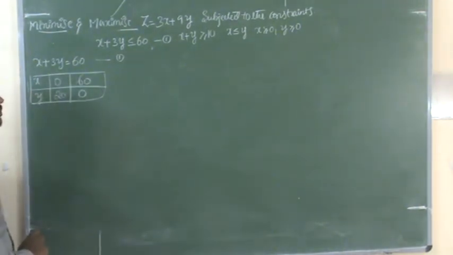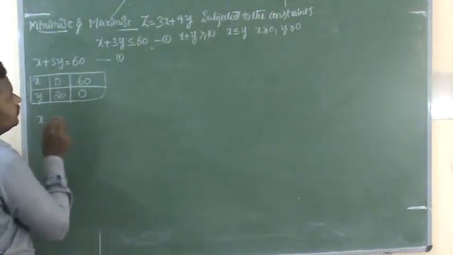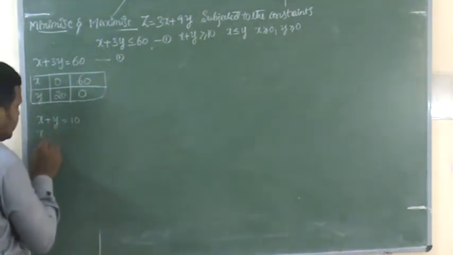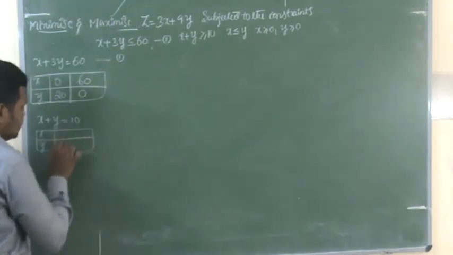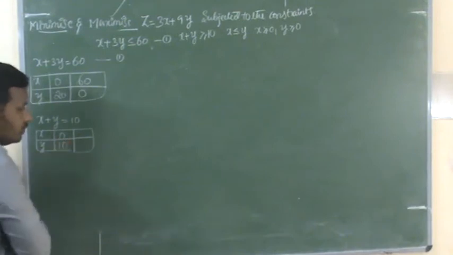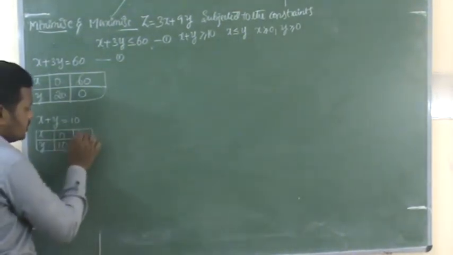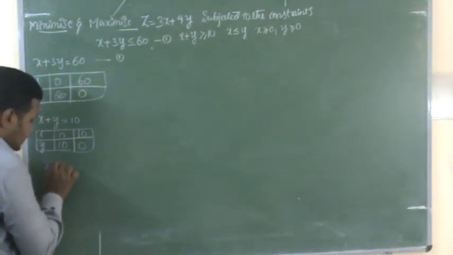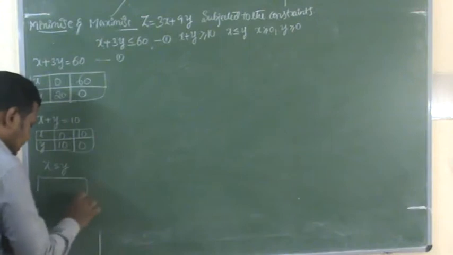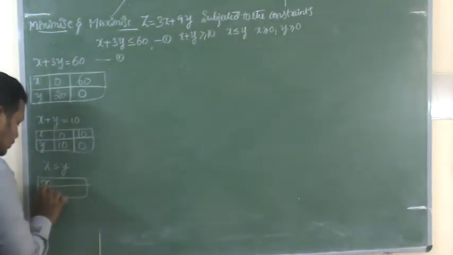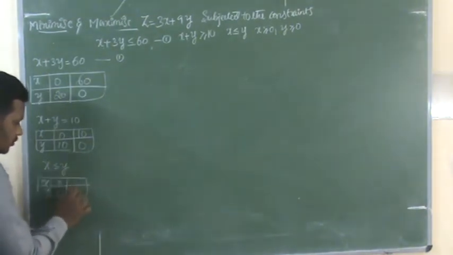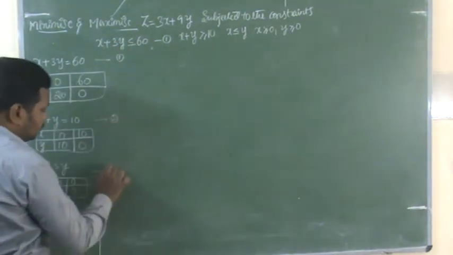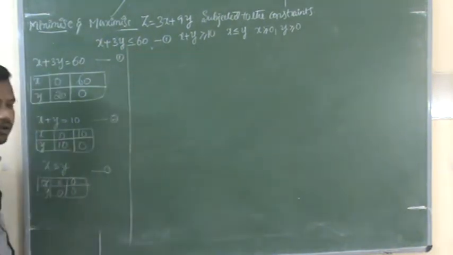For the second equation, x plus y is equal to 10. When x is equal to 0, the y value is 10, and when y is equal to 0, the x value is 10. Now, for the third equation, x is less than or equal to y. Here, when x is equal to 0, the y value is 0, and when y is equal to 0, the x value is 0. This line passes through the origin.